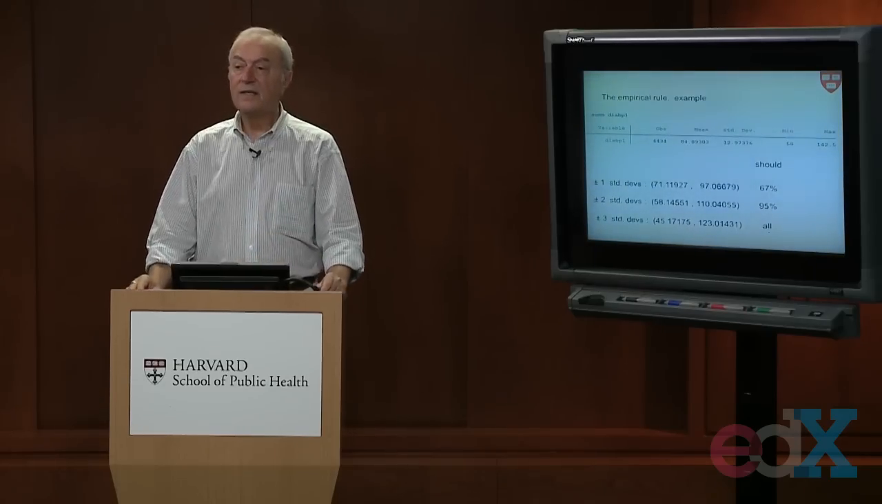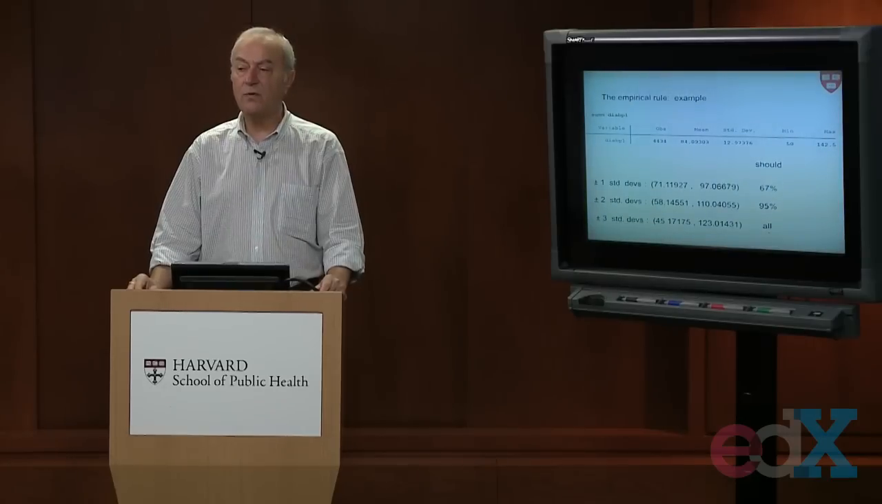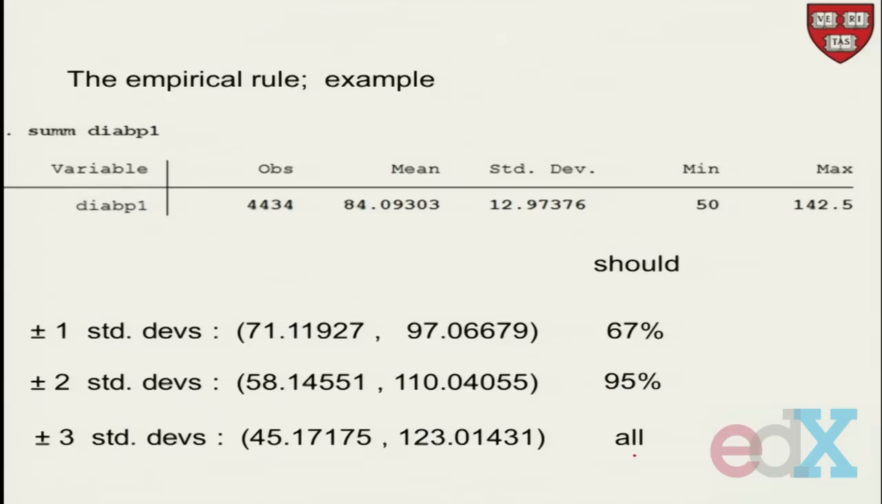So here is what the empirical rule says. We should have 67% with the first interval and 95% with the second and all with the third. What actually happens? What happens when we look at our data and see how many of the 4,434 observations fall inside this interval? And the answer is the actual number, wait for it, is 71%.